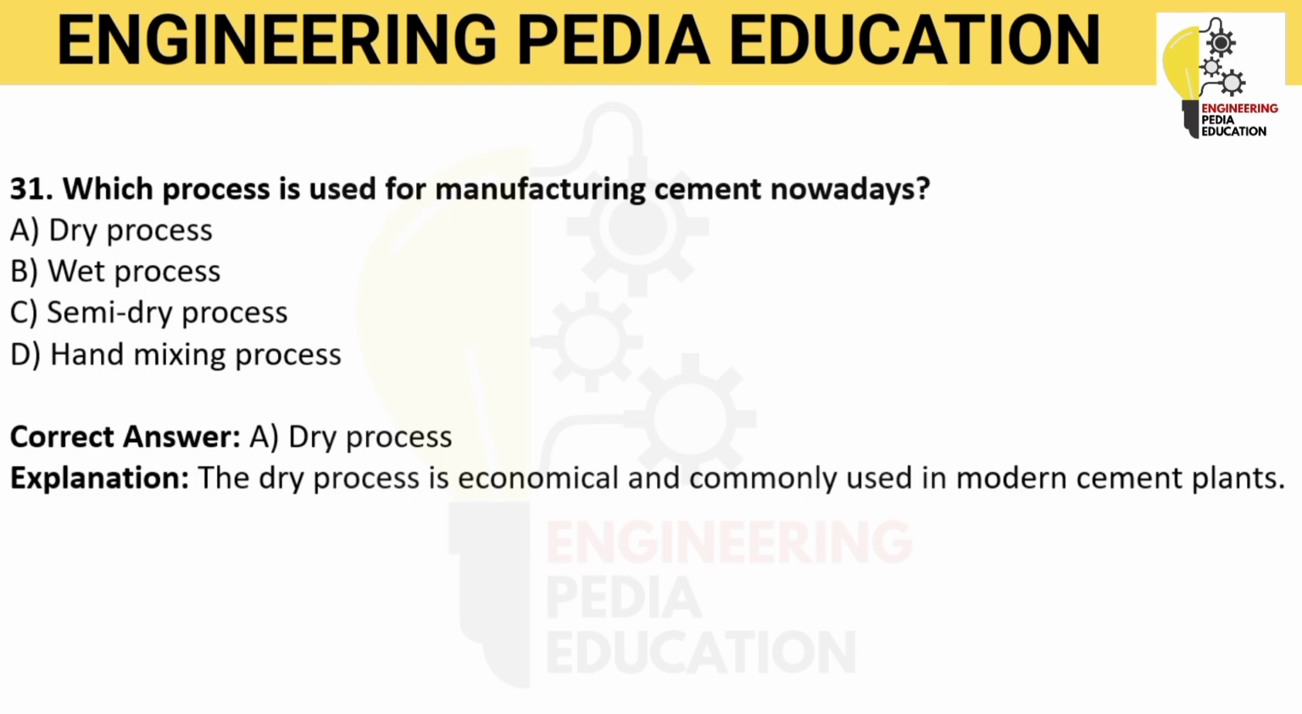In the dry process, raw materials are mixed and ground in dry form without adding water. The steps are crushing, drying, grinding, blending, preheating, burning in rotary kiln, clinker cooling, addition of gypsum, final grinding, storage and packing. Various advantages are less fuel consumption, economical, better for large scale production, and environmentally better than wet process.